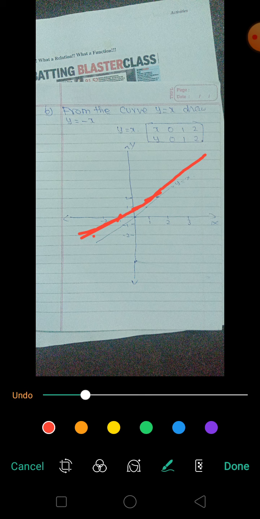Yeah, parallel lines, because y is equal to x and y is equal to x plus 1 has one extra term, so they will be parallel. So parallel lines, that's it. The remaining graphs you can draw similarly. All the graphs follow a similar process.